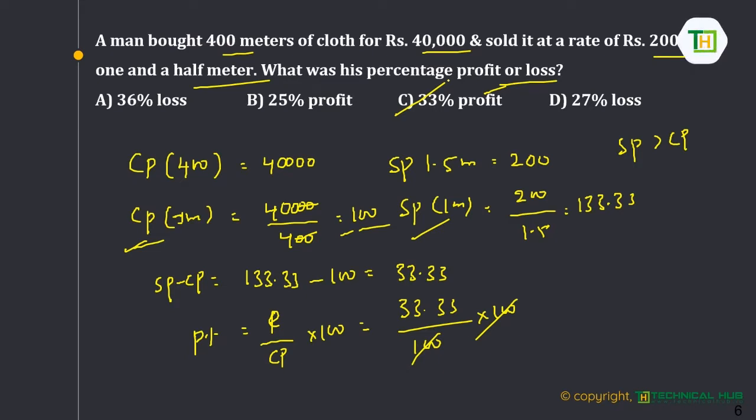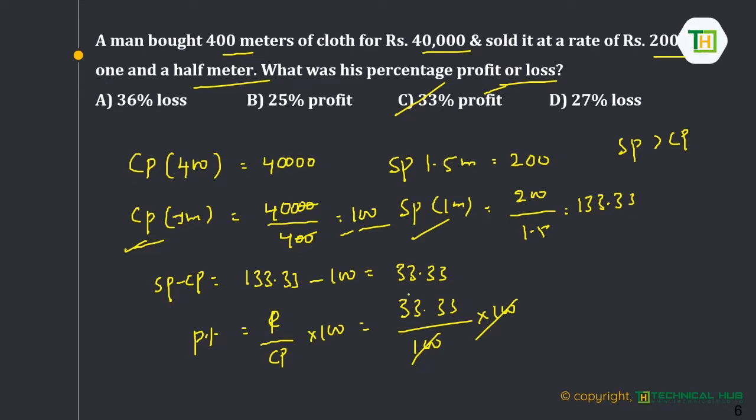Instead of doing it like that, I'm calculating the cost price of 1 meter and the selling price of 1 meter. So compare the cost price of 1 meter and the selling price of 1 meter. If CP is more, you will get the loss. If SP is more, you will get the profit. So they're asking the profit percentage.